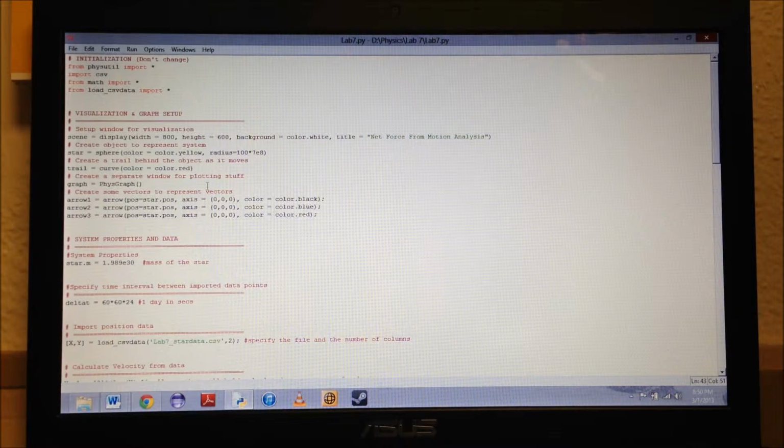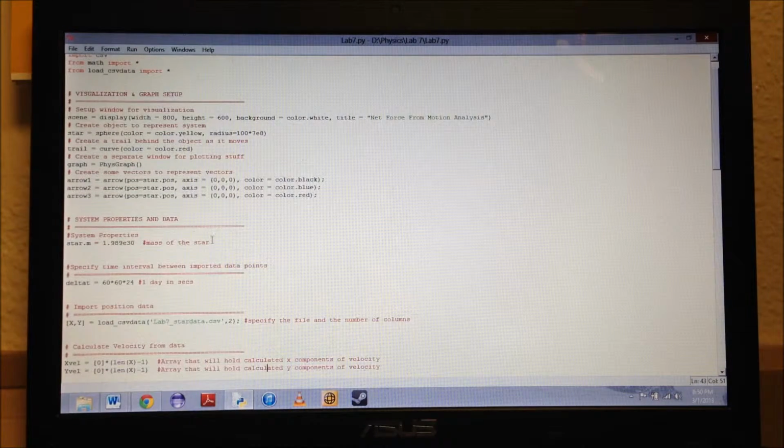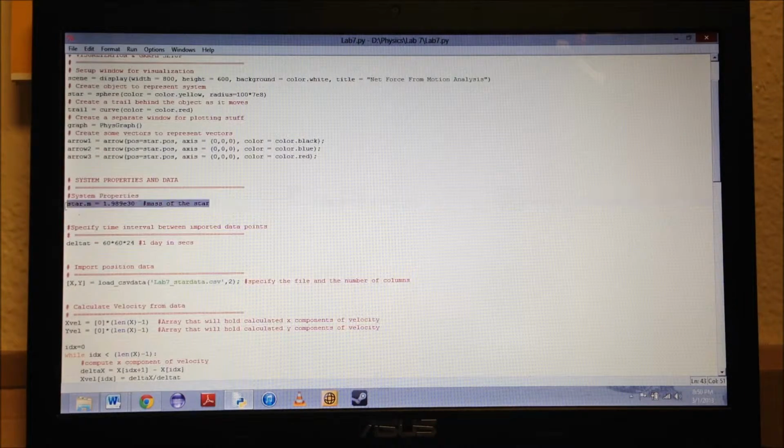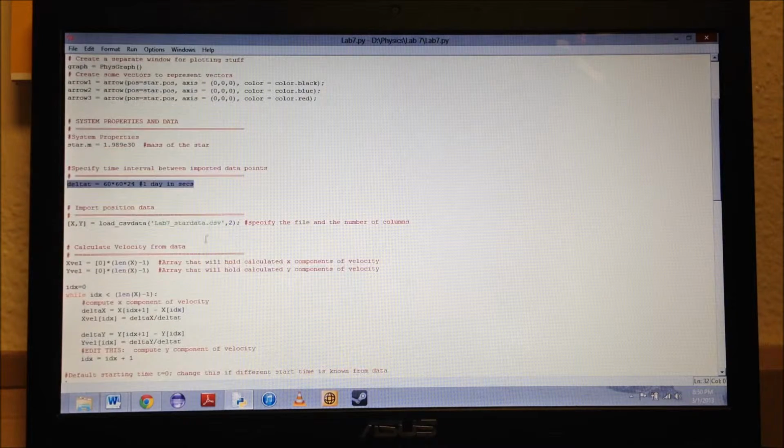Alright, so let's go ahead and take a look at the Python program. It's the exact same code that we wrote in lab last week, except that the star data file and inputs are a little bit different. Here are the initial conditions. The mass of the star is set at 1.989e30 kilograms. Delta t is a day in seconds.